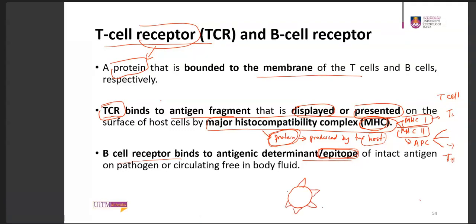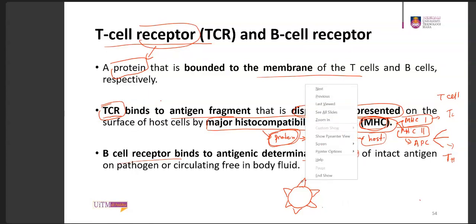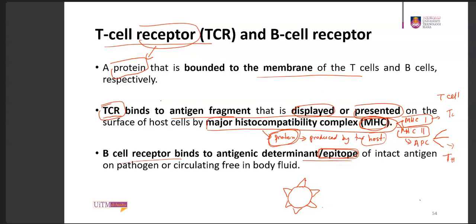Okay, has the antigen molecule. Alright, and then this antigen molecule, it has a small structure, a very small structure. So this specific structure, we can call it an epitope. Okay, epitope.